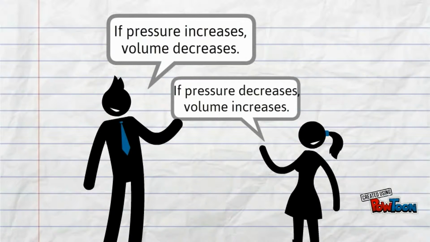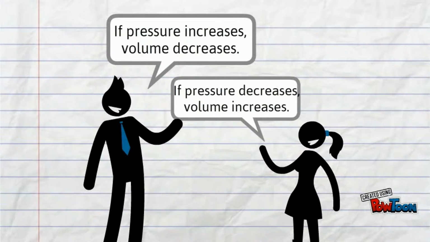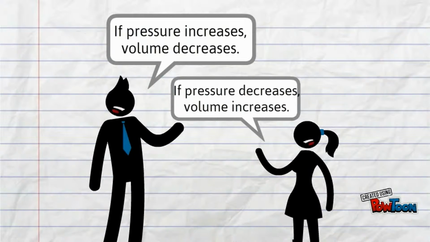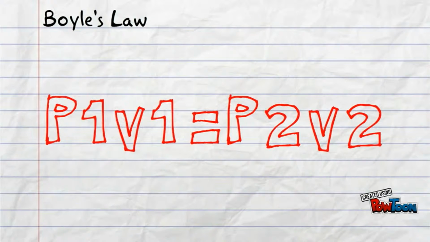This will make molecules that now have less space to move bump into each other and the wall, and will therefore exert more pressure. The equation for Boyle's law is P1 V1 equals P2 V2. P1 equals the original pressure, P2 is the new pressure. V1 is the original volume and V2 is the new volume.